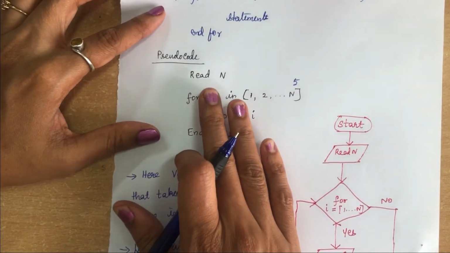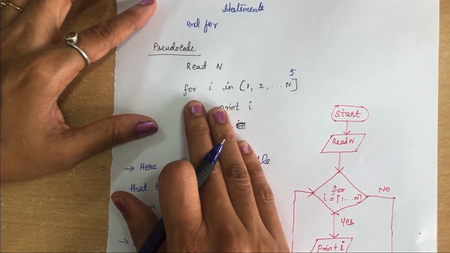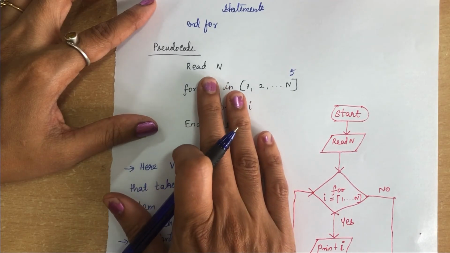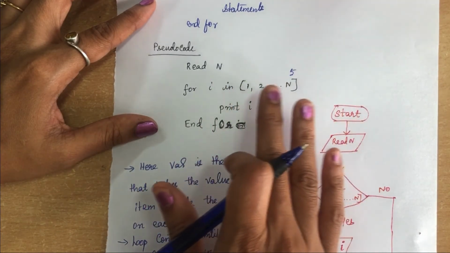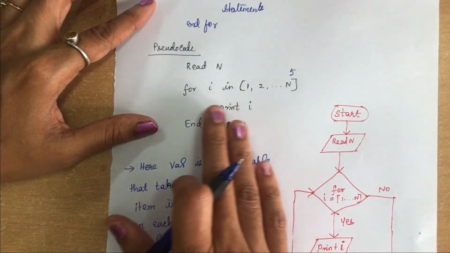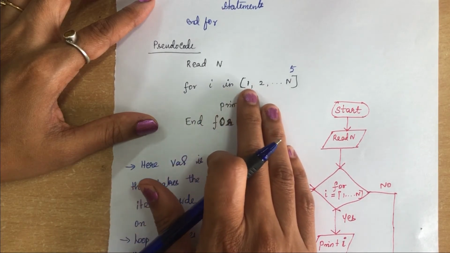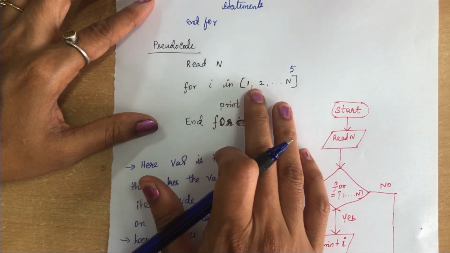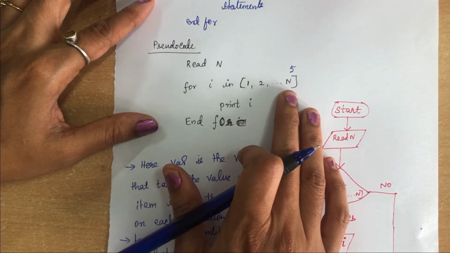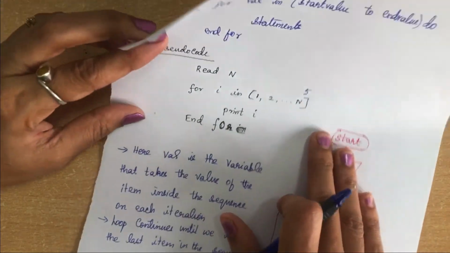I have explained to you how the pseudocode works. Here, for the for loop, we need not initialize the value and we also need not increment. Everything is done in the for loop itself. This is your for loop. You have to give read n and for I in the sequence of numbers. For every iteration, it will take one by one all the values inside the sequence and execute the statements inside. This is the for loop.